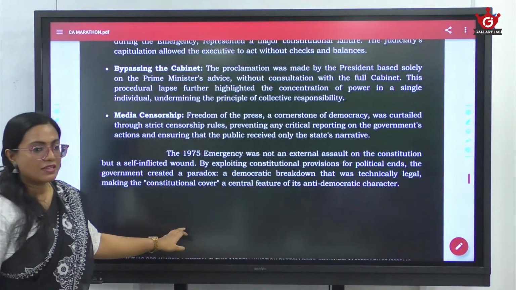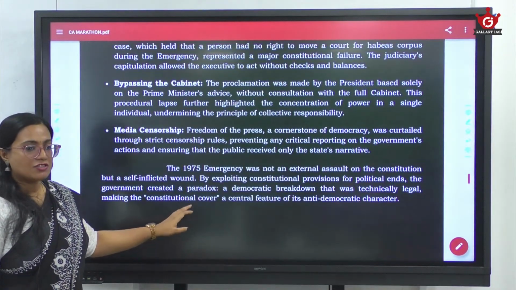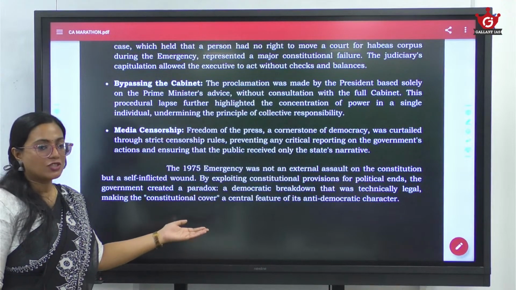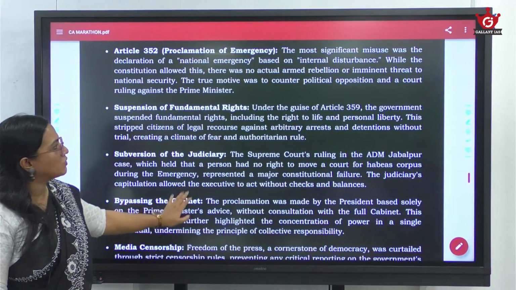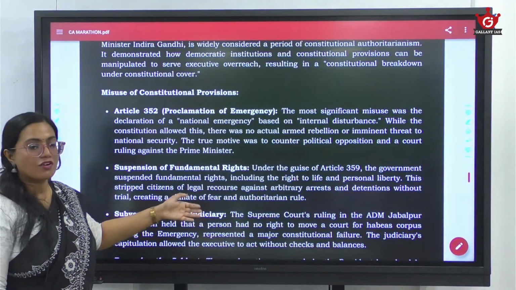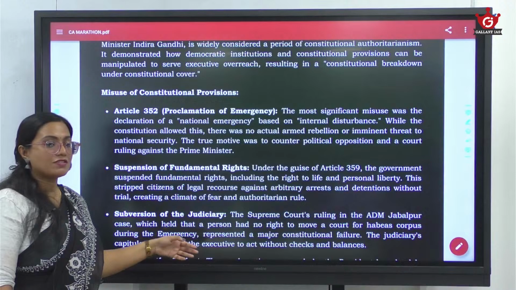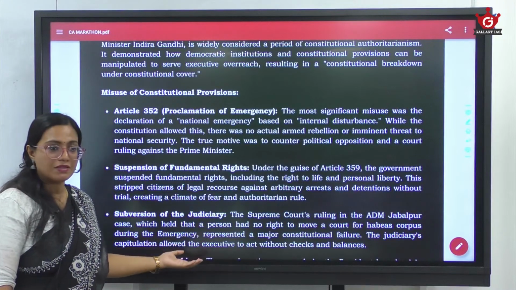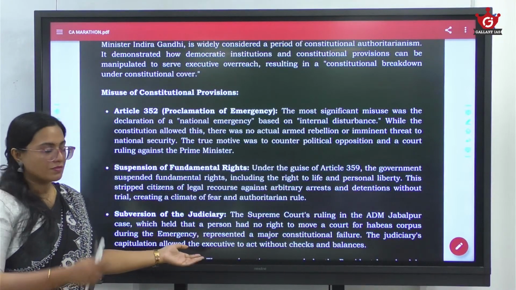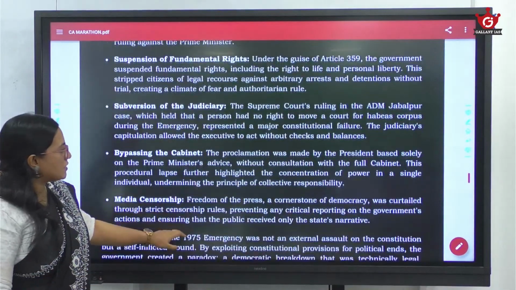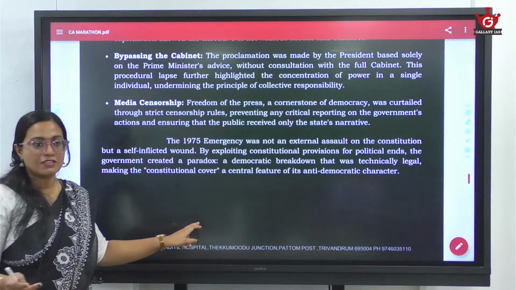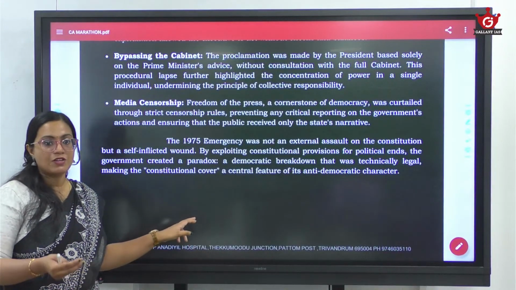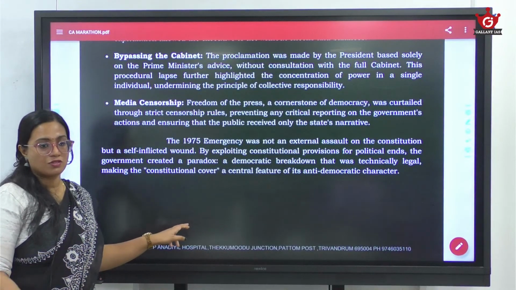So it should be like this: these are measures, and the emergency was a measure which actually led to the breakdown of our constitutional machinery. It is something which was unfortunate, and that should not happen in the near future. Emergency is not something to be justified, but whenever you criticize it, mild your tone. That's it.